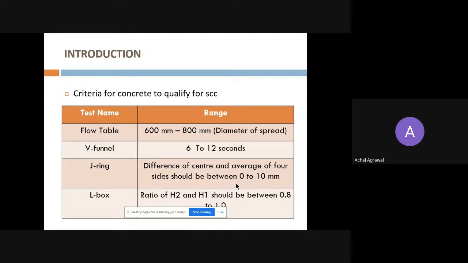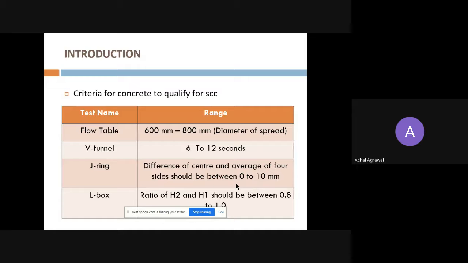Based on the European guidelines, there are a number of tests available to consider a concrete as self-compacting concrete. Out of those, 4 are listed here: flow table, V funnel, J-ring, and L box. We perform these tests in the fresh state of concrete. The first is the flow table. In this we use the cone, and if the diameter of spread is 600 to 800 mm, then it is called self-compacting.